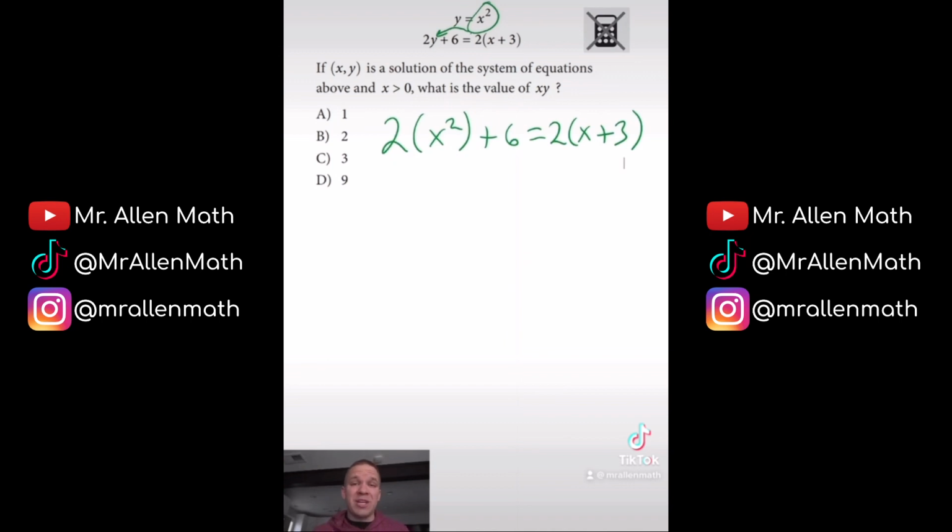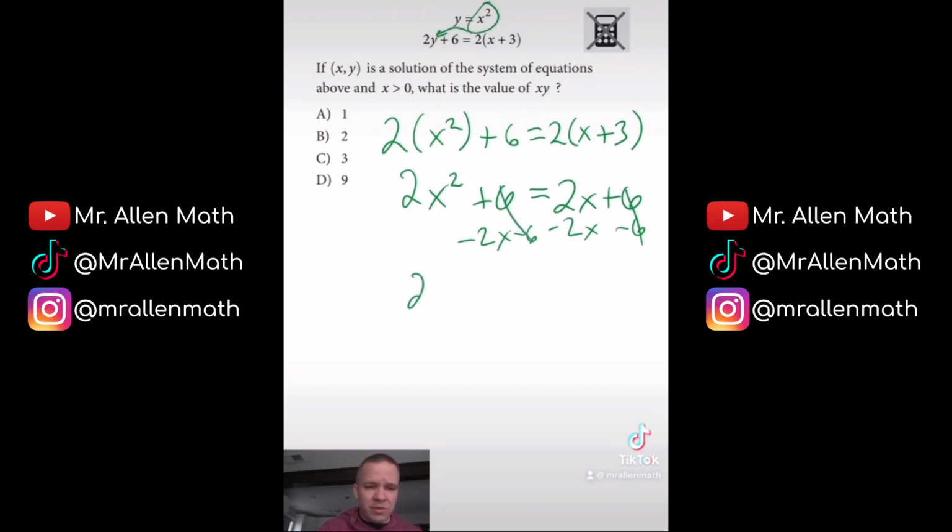Now that we have this equation in one variable, we can go ahead and distribute, combine like terms, and see what we can do to solve this thing. So I'm going to have 2x squared plus 6 equals 2x plus 6. Now I'm dealing with a quadratic equation here, so I need to set it equal to 0 in order to solve. So I'm going to subtract the 2x from both sides and subtract the 6 as well. So now I'm going to have those cancel out, and I'm left with 2x squared minus 2x equals 0. All right, so what do we do here? We're going to use a GCF, greatest common factor. So I've got 2x parentheses x minus 1 equals 0.